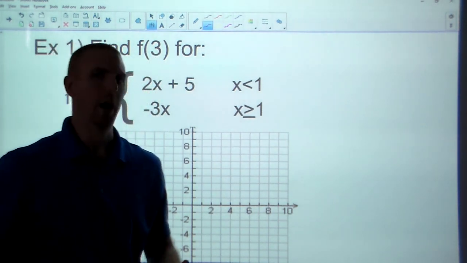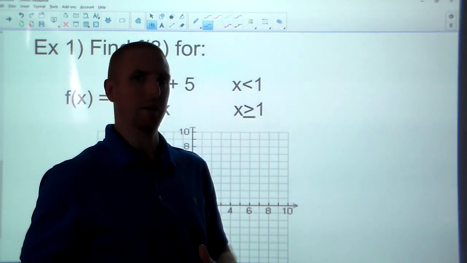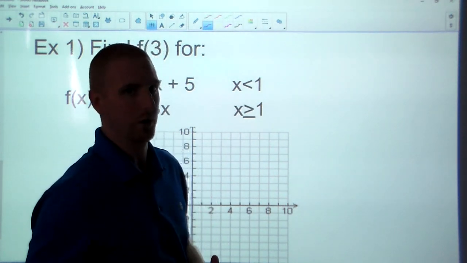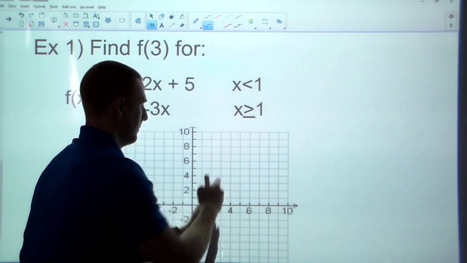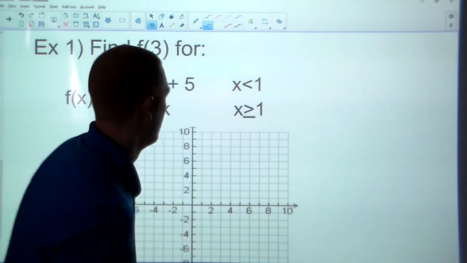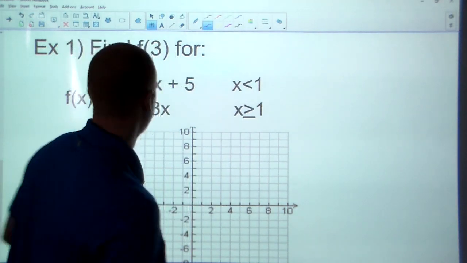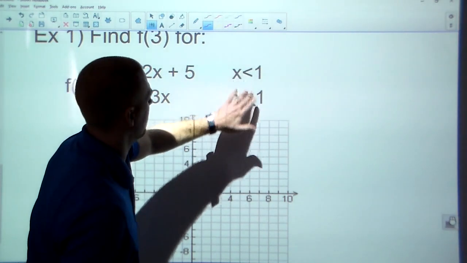The trick here is you have two functions. And if you put 3 in both of these functions, it's no longer a function. You'll have an output here and an output here. We can't have two outputs in the same spot. That's not a function. It breaks the rule. Think vertical line test.